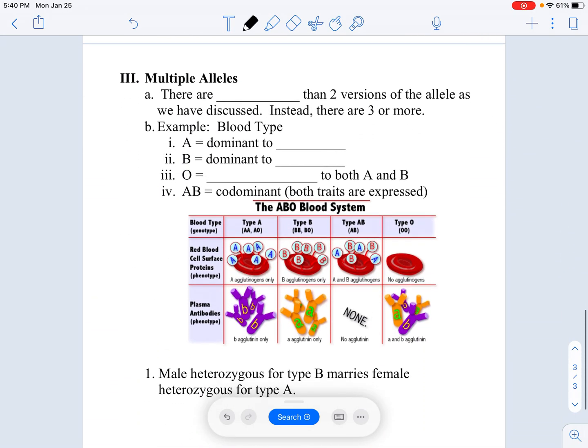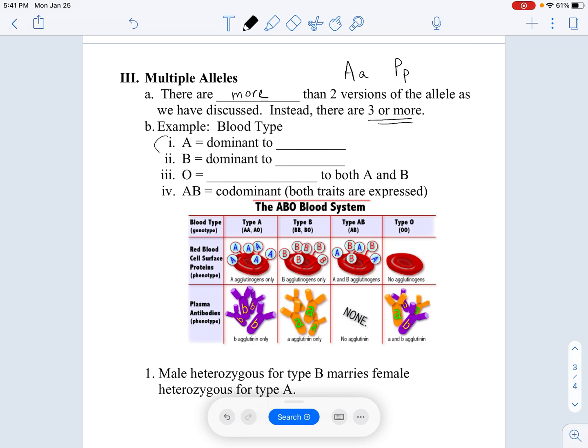Our last bit here that's slightly different, an extension of our strict dominance or monohybrid crosses, is called multiple alleles. With multiple alleles, there are more than two versions of the allele. So we've just been doing tall versus short, or purple flowers versus white flowers. Well, what if there were 3 or more versions of the gene? That's called multiple alleles. And a great example is blood type.